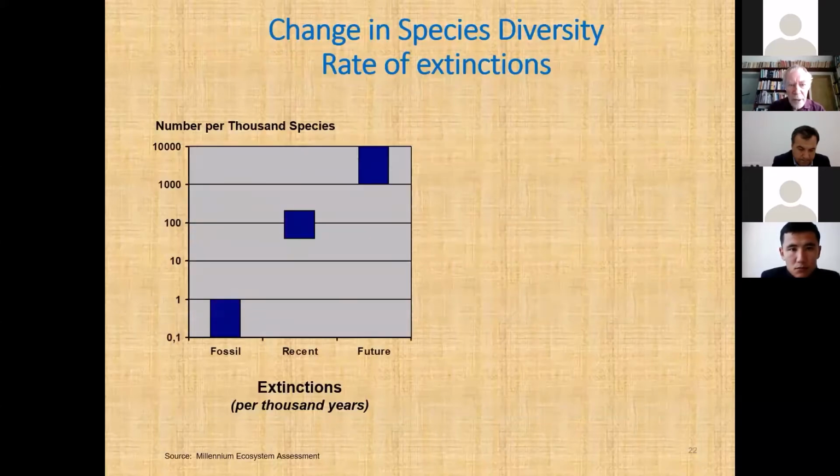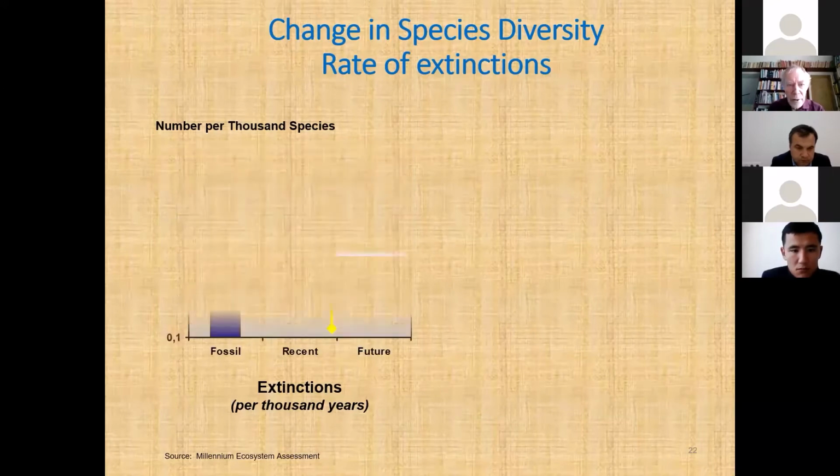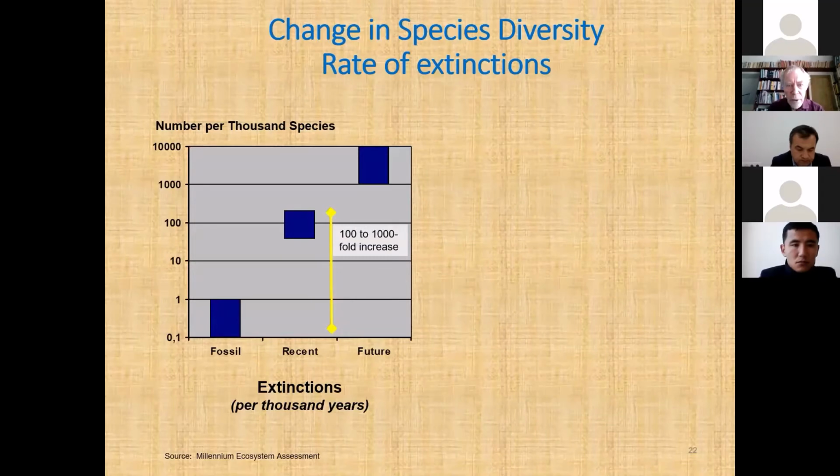So what we see is extinction rate that is much larger than it was before humans entered the scene. Here you see number of 1,000 species per thousands of years extinct. In fossil records, it's about 1. Recently, it's about 100, and we expect it to increase. So you see here, 100 to 1,000 times quicker extinction rate of all our biological species compared to what it was before.